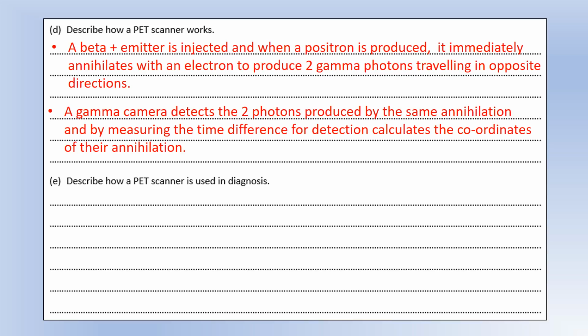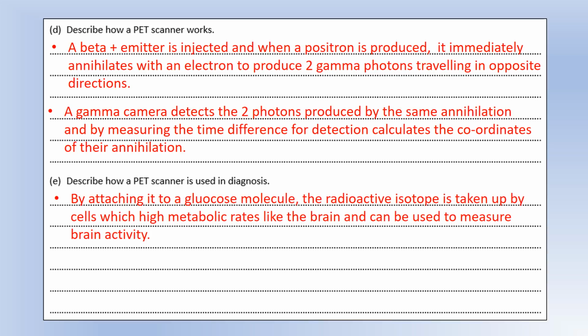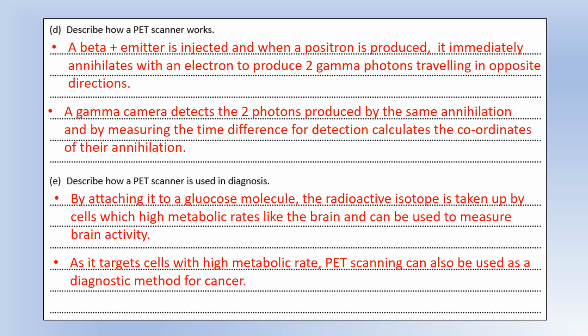In terms of how it works diagnostically, typically it's attached to glucose or sugar, so it's taken up by cells with very high metabolic rates. We can use it to investigate the brain, because a large quantity of the sugar that we eat goes to our brain, so we can use it to measure brain activity. But again, cancer cells also have a very high metabolic rate, so we can use it as a diagnostic method for cancer too.